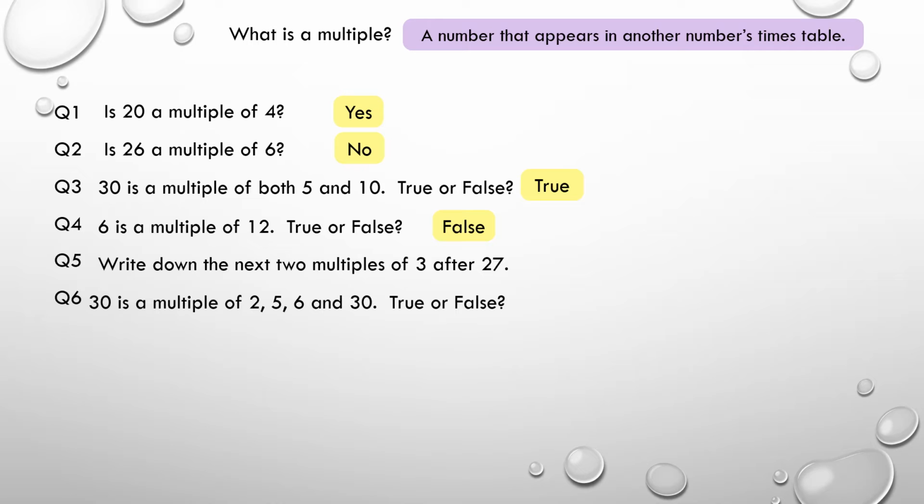Question 5, write down the next 2 multiples of 3 after 27. So just our 3 times tables, 27, 30, 33. And question 6, 30 is a multiple of 2, 5, 6 and 30. Well, let's have a quick look. This is a slightly bigger one. So our 2 times tables definitely going to 30. What about our 5? So 5, 10, 15, 20, 25, 30, that will work. Our 6 times tables are 6, 12, 18, 24, 30. So that will work, and obviously 30 is a multiple of 30 because 30 times 1 is 30, so that is true.